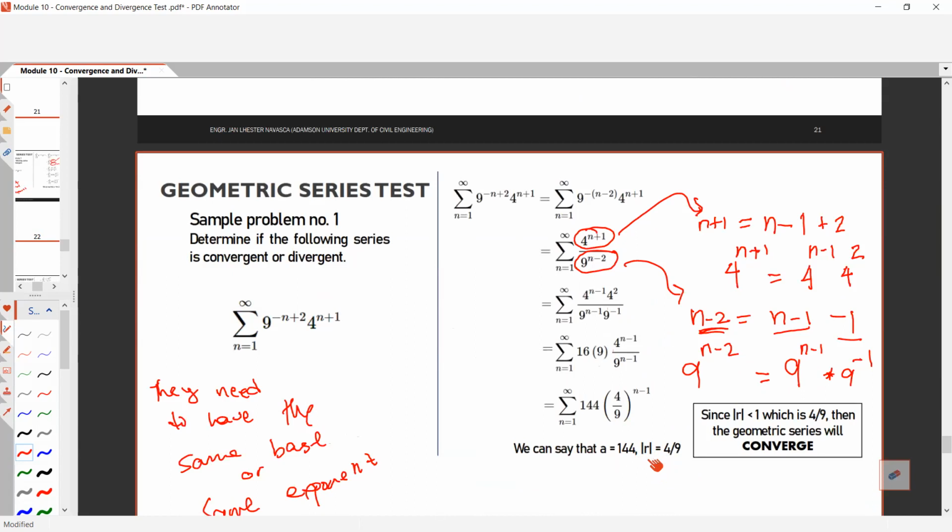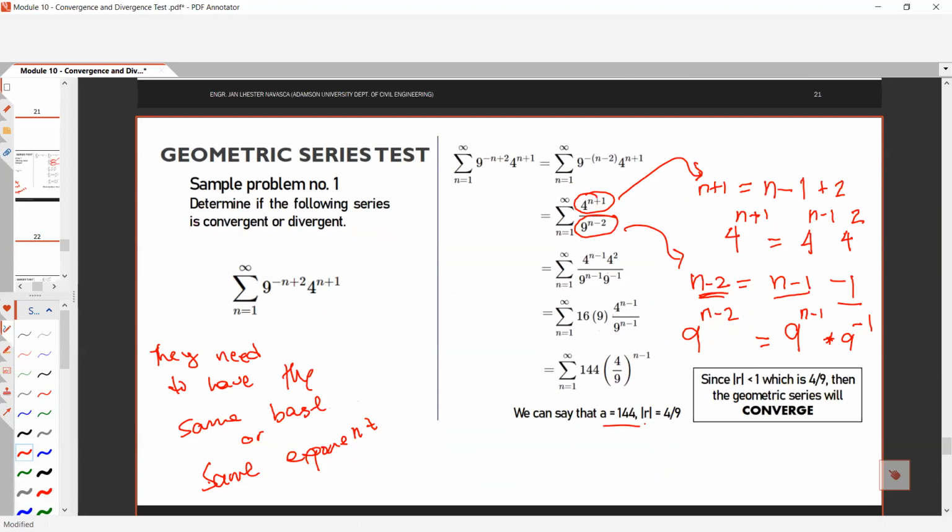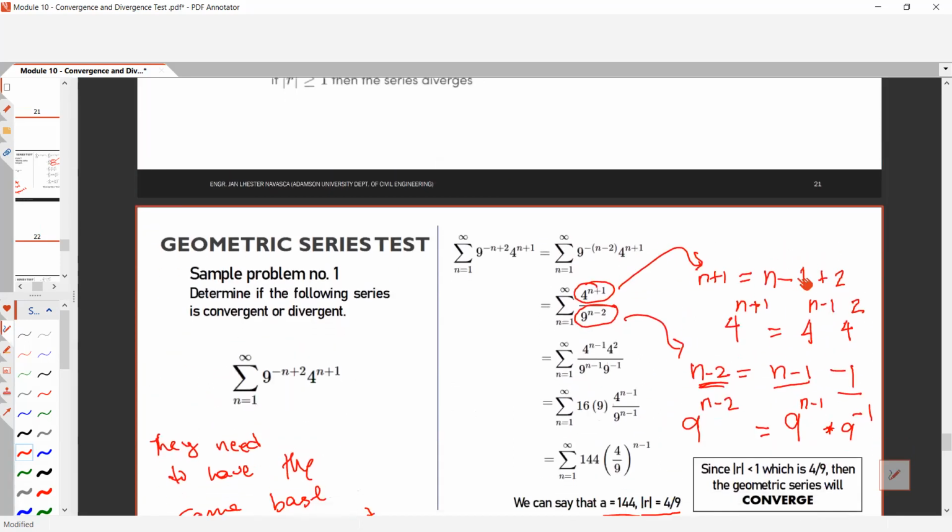So that is 4 over 9. We can say that our A is equal to 144 and the value of R is equal to 4 over 9. Okay? So since your absolute value of R is less than 1, which is equal to 4 over 9, then the geometric series will be converging. Okay? So that is this one, converging.